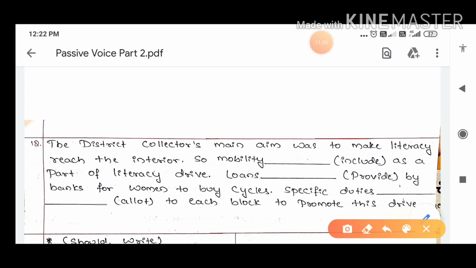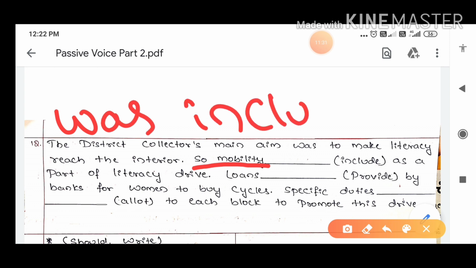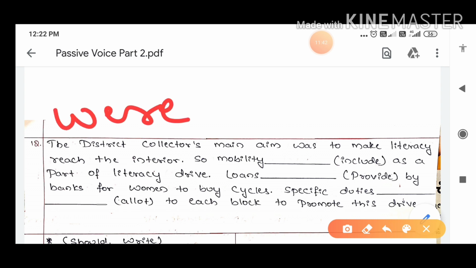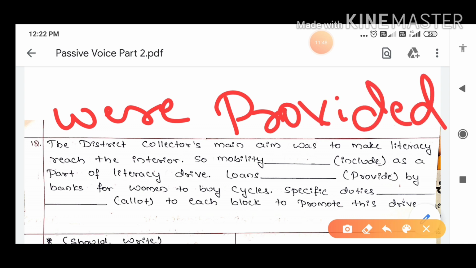The district collector's main aim was to make literacy reach the interior. So mobility is singular, so we use was. Included. Mobility was included as a part of the literacy drive. Loans, it is a plural noun, so we use were. Provided. Loans were provided by the banks for women to buy cycles.